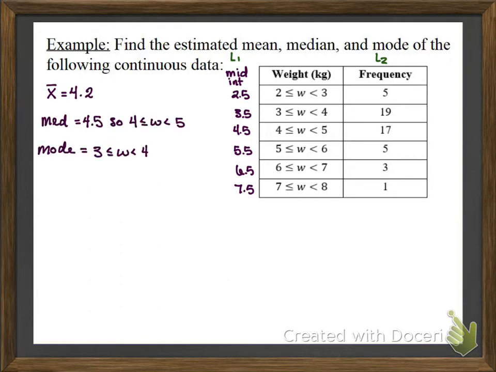So our median is going to fall within the weight group of 4 to 5 kilograms. And then again, mode is the group with the largest frequency. So looking at that frequency column, the largest is 19. That goes with the weight group from 3 to 4 kilograms. So that is our mode.